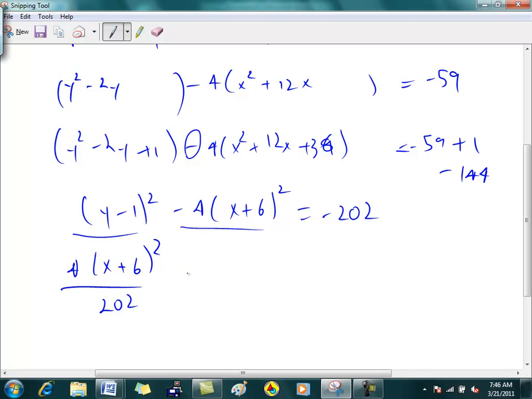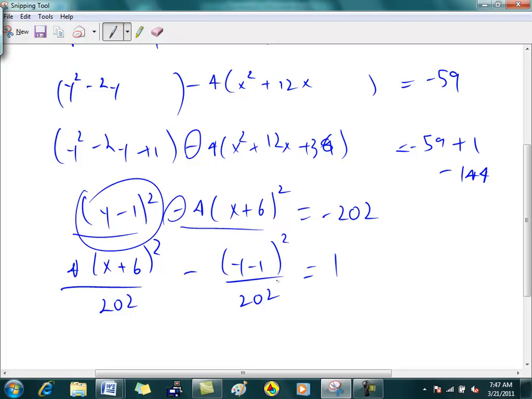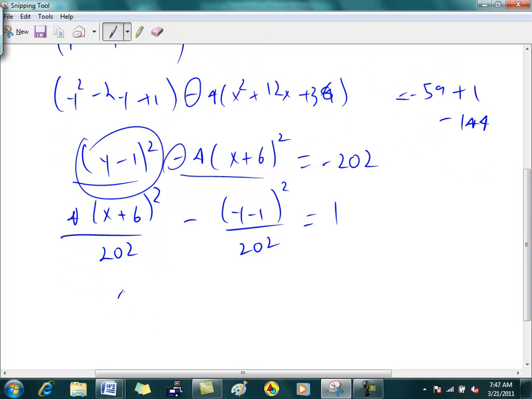And then this guy becomes minus 1, y minus 1 squared over 202 equals 1. So make sure you understand what I've done with the negative sign. Okay? I've kind of switched them around because this guy would become positive, so he comes out here. This guy would become negative, so he comes out here. Okay? And so then this would be x plus 6 quantity squared.